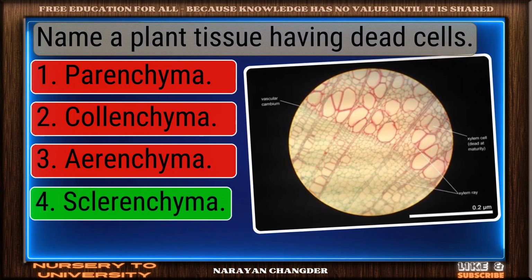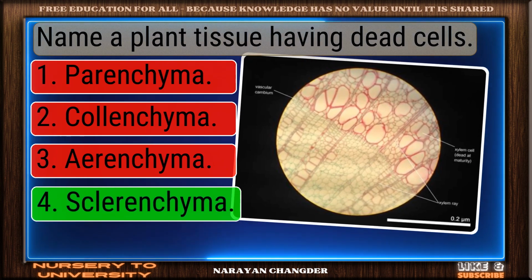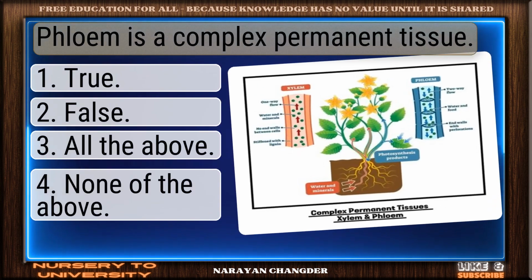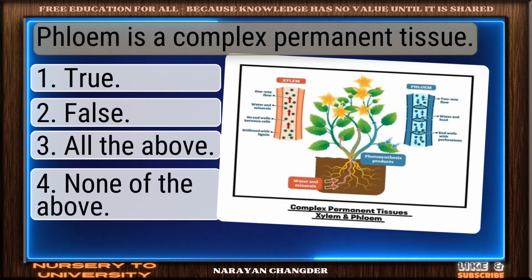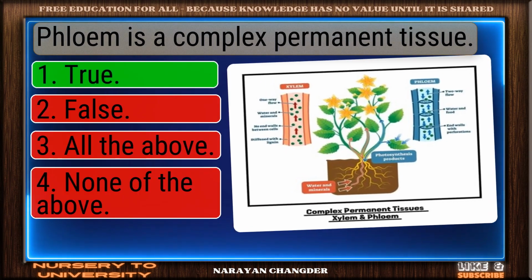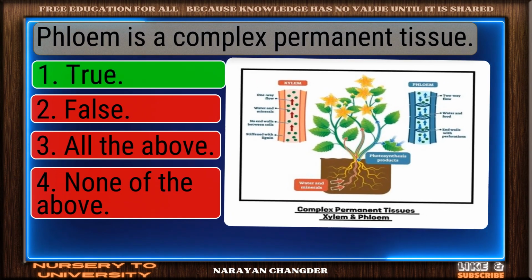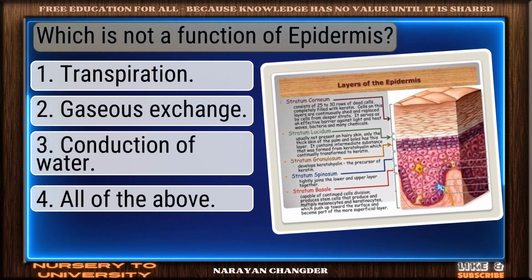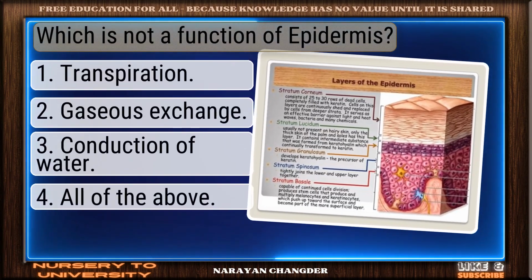Nicely done. Sclerenchyma is a solid answer. Question number 90. Phloem is a complex permanent tissue. Good job. Your answer true works well here. Question number 91, which is not a function of epidermis.